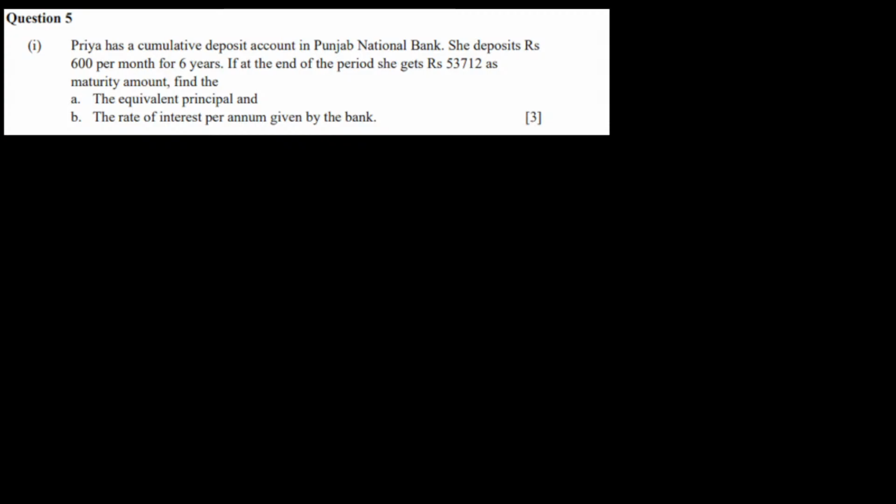This question is from banking. First of all, you have to always write the things given to us and what we have to find. Priya has a cumulative deposit account in Punjab National Bank. She deposits. Cumulative is the other name for RD account, recurring deposit account. So for MCQ purposes, you have to know these words. This is nothing but an RD account, that is a recurring deposit account. Cumulative and recurring deposits are the same.